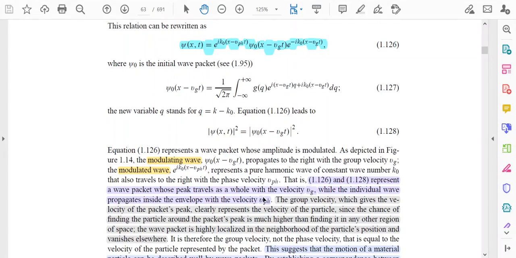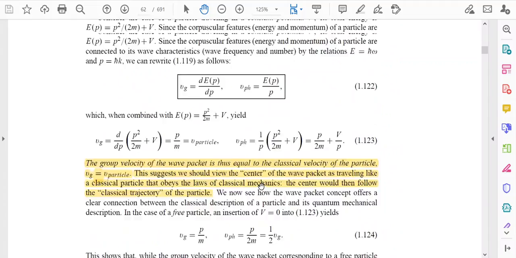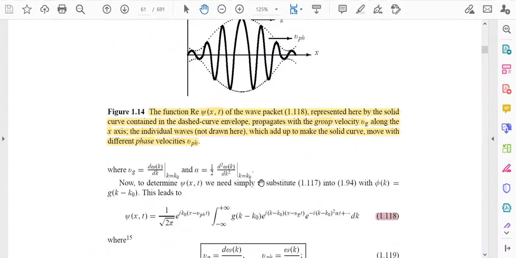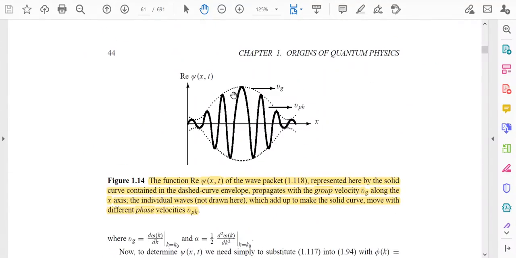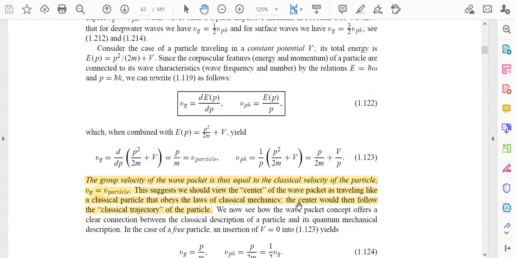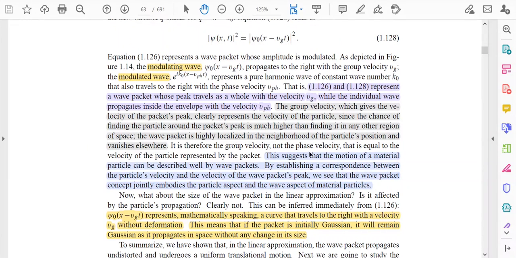So we will look back at figure 1.14 again. You see that this dotted curve is actually the wave packet, and this packet moves with the velocity vg to the right side, and inside this packet or inside this envelope there are some waves that are also moving with velocity vph to the right side. So the group velocity gives the velocity of the packet speed.